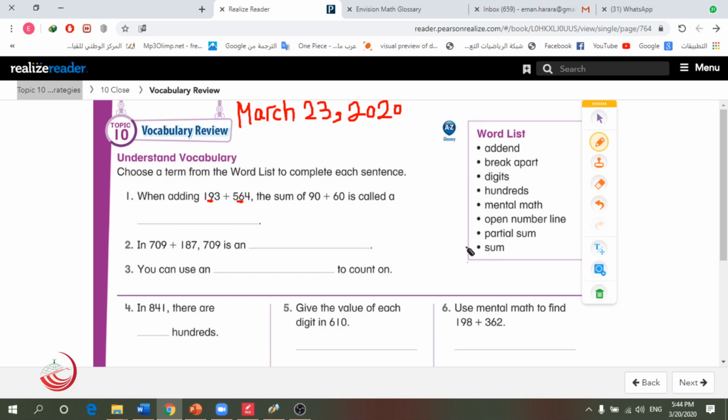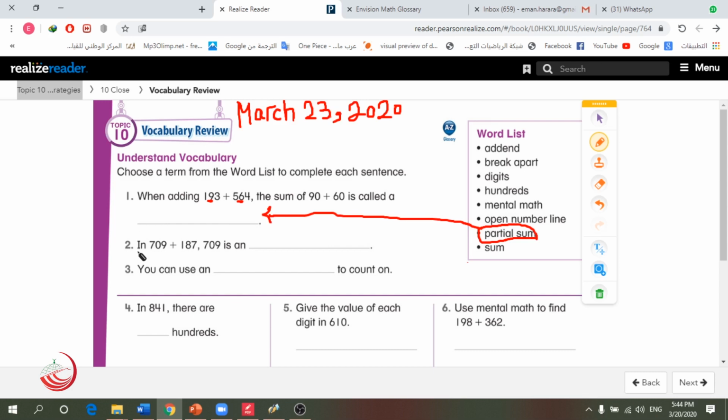Excellent. It is partial sum, teacher, because I'm taking a part of the number to add it only. So I can circle the word partial sum and try to drag it and write it here. So you will write it with your beautiful handwriting here.